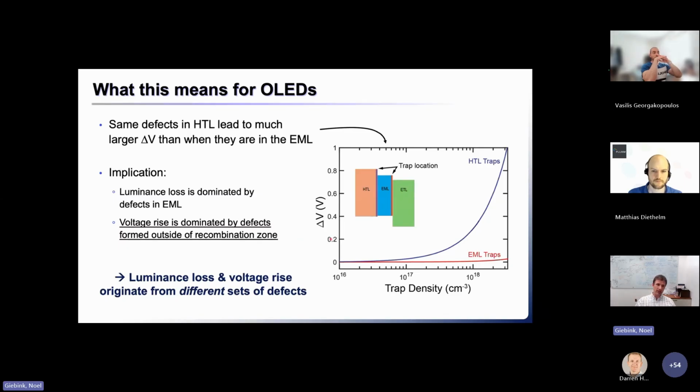And so what it suggests to us is that luminance loss and voltage rise don't necessarily originate from the same set of defects. Voltage rise seems to be most significant when your defects are forming outside regions with high free carrier density, say, for example, in the HTL or ETL, whereas your luminance fade is dominated by degradation products that are formed in the recombination zone in the emissive layer.